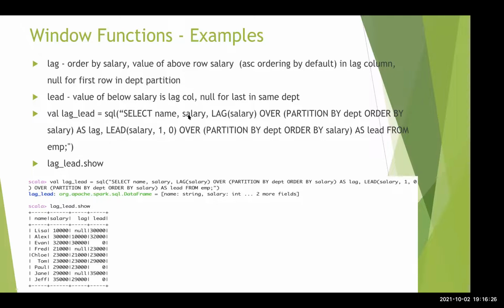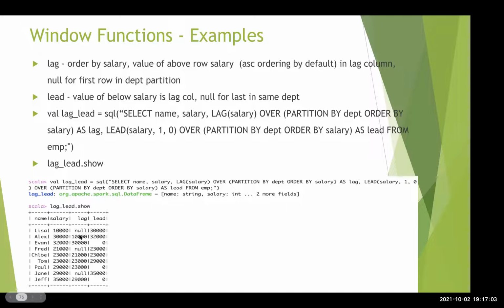So you say select name and salary. So name and salary will appear as is. Then you're saying lag over partition by department, order by salary. So within each department, I am calculating this lag. That's what partition by department means. Within each partition, lag and lead will be calculated. How will lag and lead be calculated? Order by salary. Now, if you see, you're calculating the lag, and lag means the previous row. For the first row, there is no previous row, so it's coming as null. For the second row, and it's the salary, by the way, because of partition by department and order by salary.